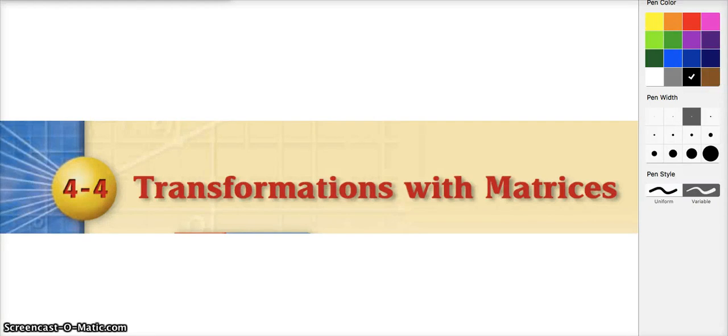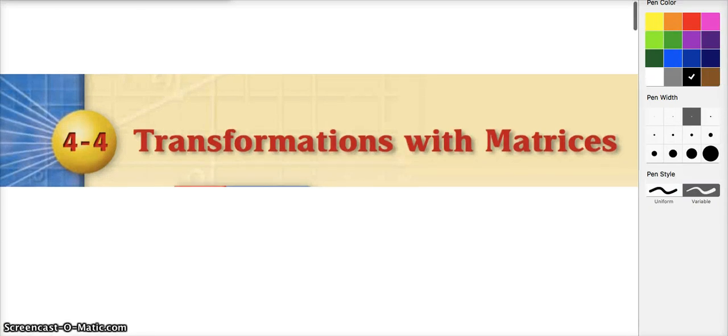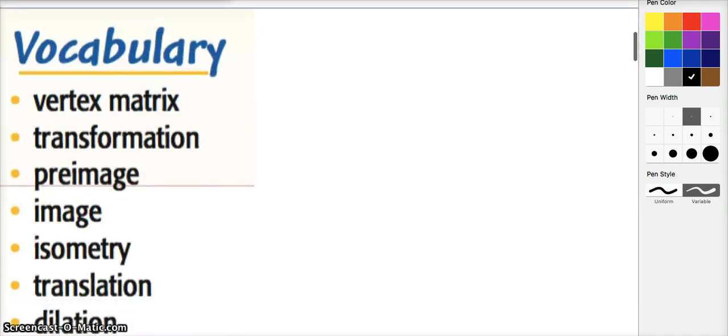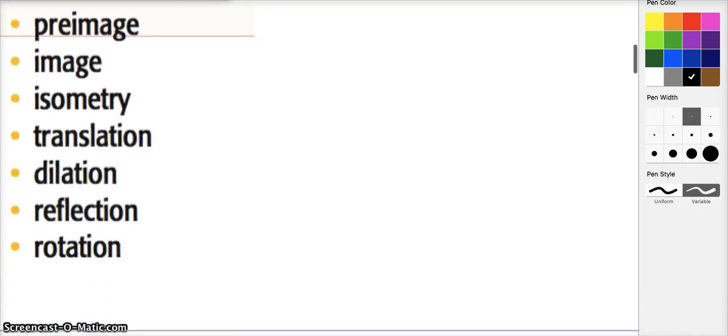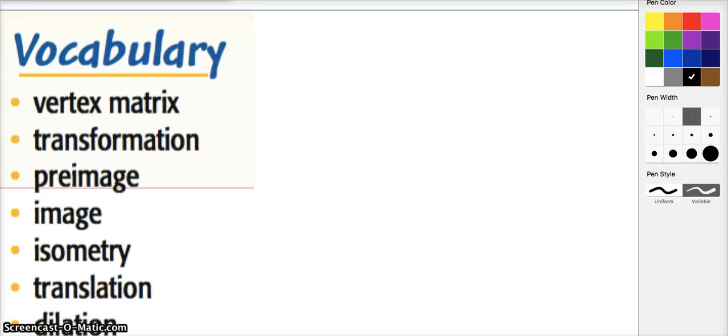Hey friends, here we are in chapter 4, section 4. We're going to talk about transformation with matrices here in Algebra 2. Our vocabulary, we got a lot of stuff to talk about. So let's go ahead and make some space if you're taking notes and let's see what we got.